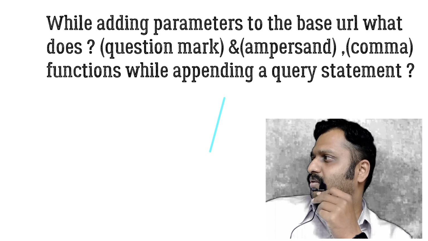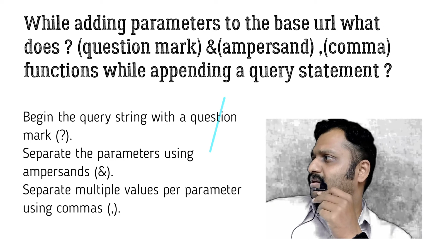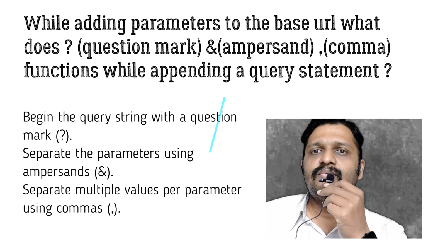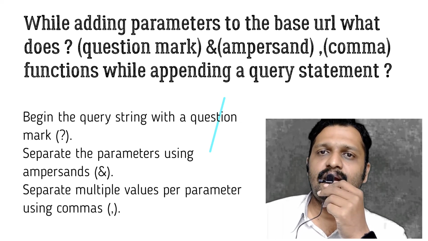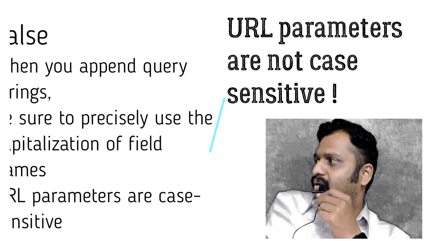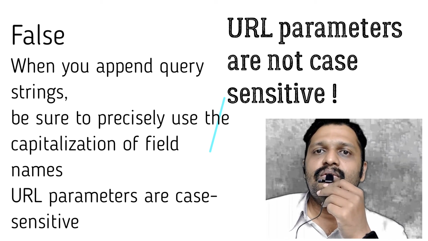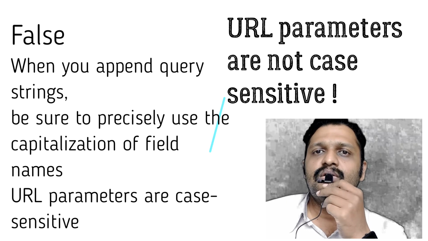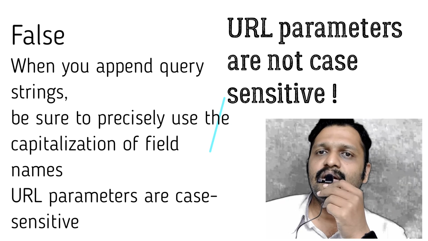Next question. While adding parameters to the base URL, what do the question mark, ampersand, and comma function as when appending a query string? Begin the query string with a question mark, separate the parameters with an ampersand, and separate multiple values per parameter using commas. Next question. URL parameters are not case sensitive. That is false. When you append a query string, be sure to precisely use the capitalization of a field's name. URL parameters are case sensitive.